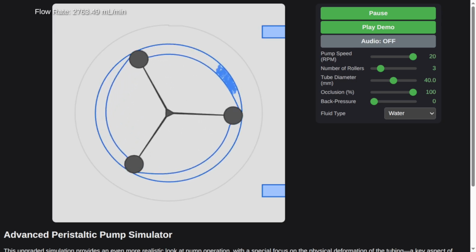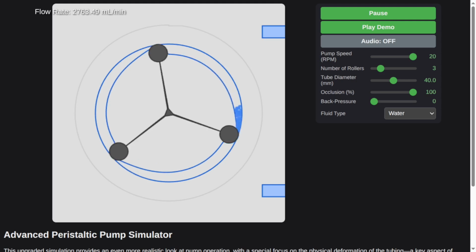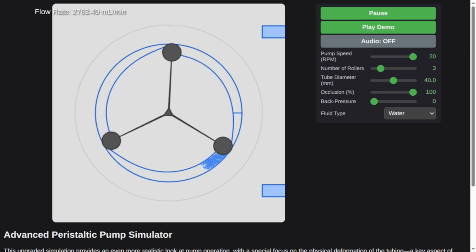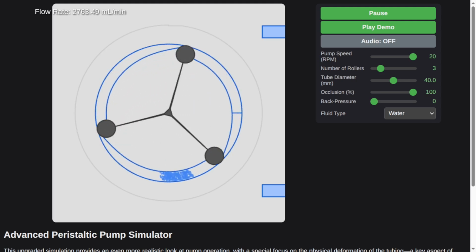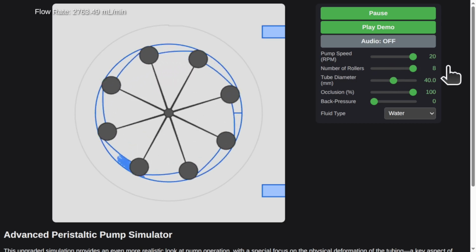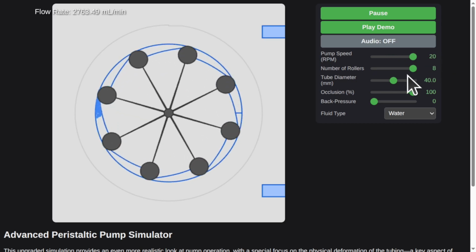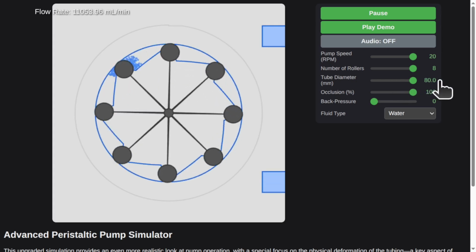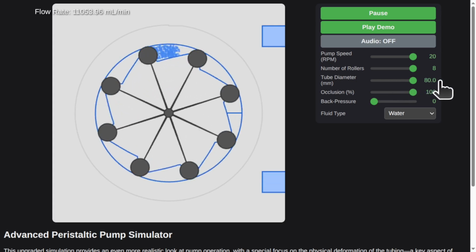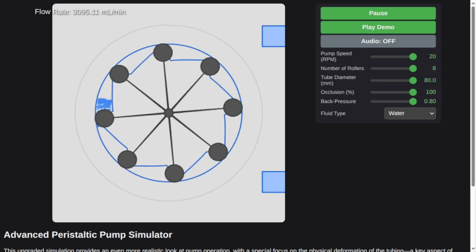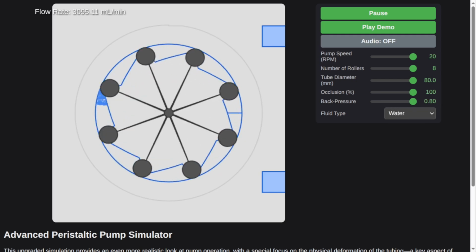Flow dynamics. The interaction between the rollers and the fluid particles becomes more noticeable. For example, particles may appear to slip backwards slightly under high back pressure conditions. These visual effects are designed to complement the numerical flow rate display, providing a more intuitive understanding of how back pressure influences the system. Can you explain what's happening now with the current settings?